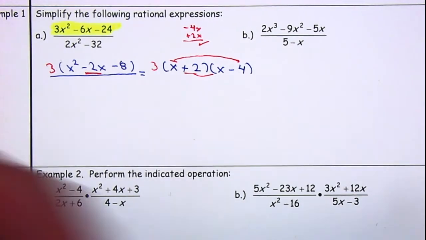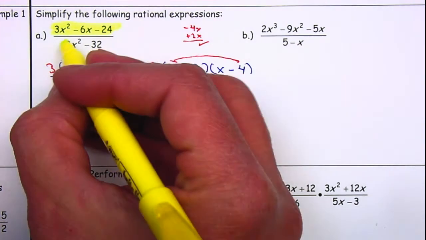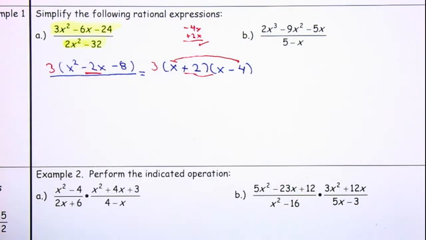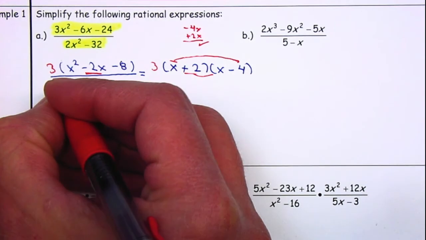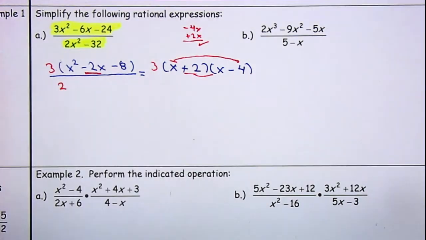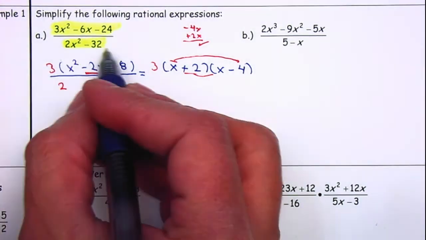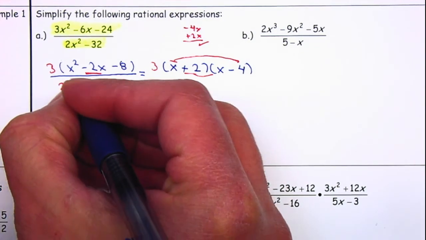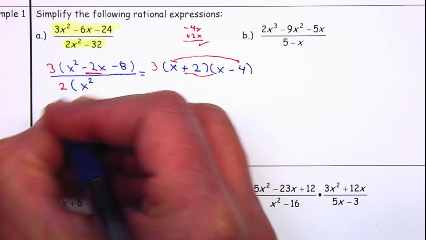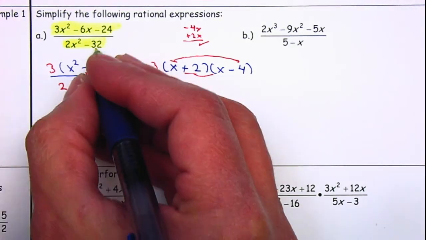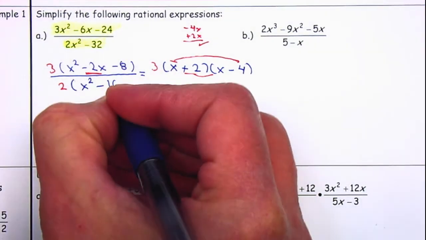I want to factor out the common term first. Is there a number that divides 2 and 32? I can take out 2. Do they both have an x? No. So I can just take out 2. 2 multiplied by what will give you 2x squared? It will be x squared. 2 times what will give you negative 32? It will be negative 16.